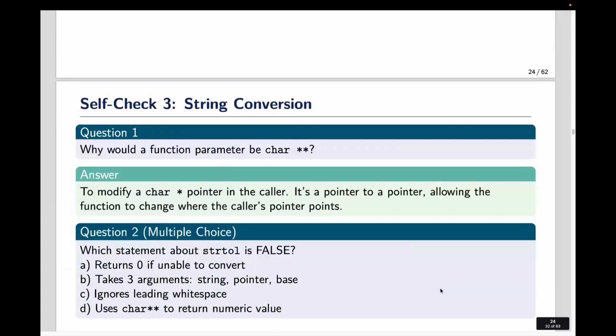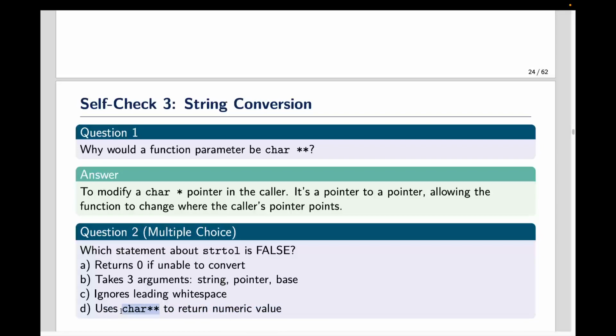Next thing, a small question. Which statement about strtol is false? Returns 0 if unable to convert. Yes, it returns 0. Yes, it's totally true. Takes 3 arguments. Yes, it takes a string, it takes a pointer, it takes a base. Ignores the leading white space. Yes, I think so. Uses characters to return the numeric value. That's wrong. It does not return the numeric value using this thing.